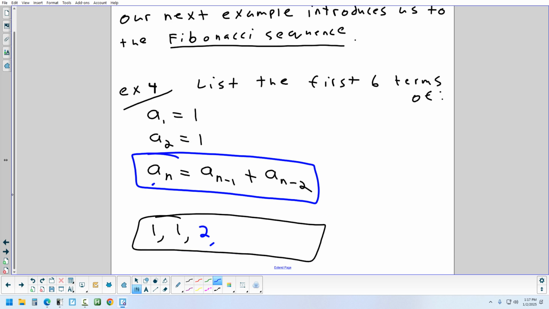Okay, so I want to get the 4th term. What am I going to add together to get the 4th term? 2 and 1. The 2nd term and the 3rd term. How about the next term after that? 3 and 2. We're going to add the 2 that came before it. 3 and 2 gives me 5. And they want 1 more. How am I going to get the next term? 5 plus 3. Add the 2 that came before it, and it gives me 8.